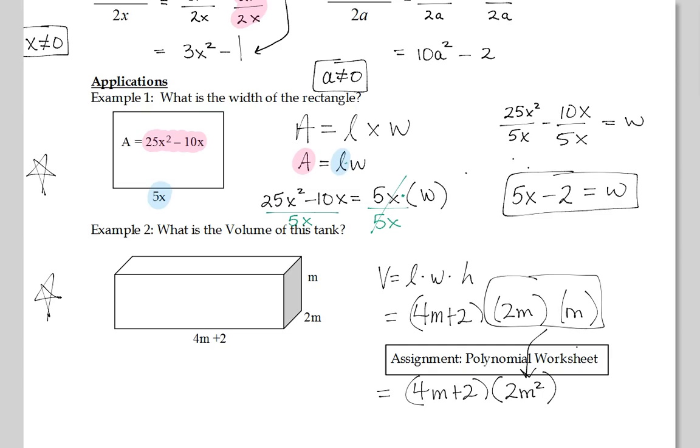And then now you can distribute these two. 2m squared times 4m, 8m cubed, and 2m squared times 2, 4m squared. And this is the expression for volume. So the polynomial worksheet is your homework. It's not too long.